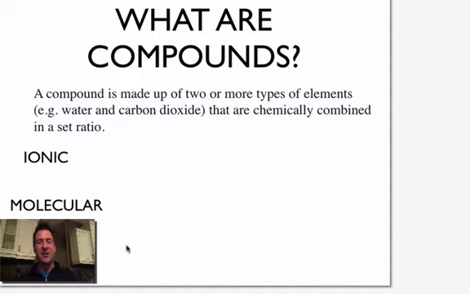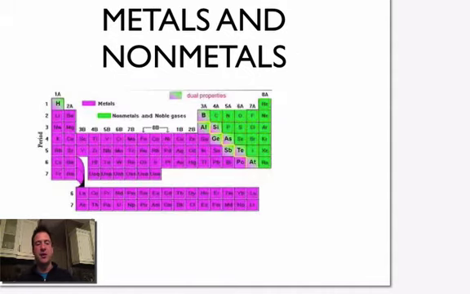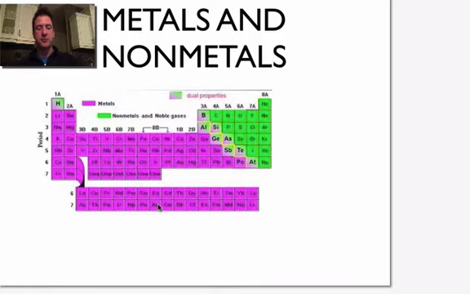So, alright, that's what molecular compounds are. An ionic compound is a combination of a metal and a non-metal. So I'll just draw this again. Ionic is metal and non-metal. We have our metals here in purple or pink, however you want, and our non-metals and noble gases, but our non-metals are going to be in green.